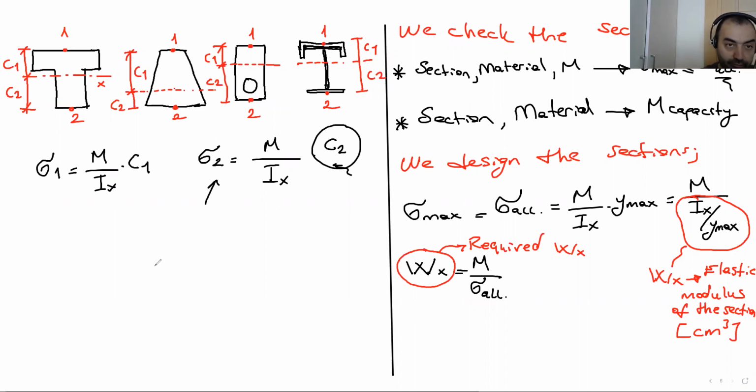So what we can do, if we have a rectangular section, here, rectangular section. This is H. This is H. This is B. Half of it is H over 2.